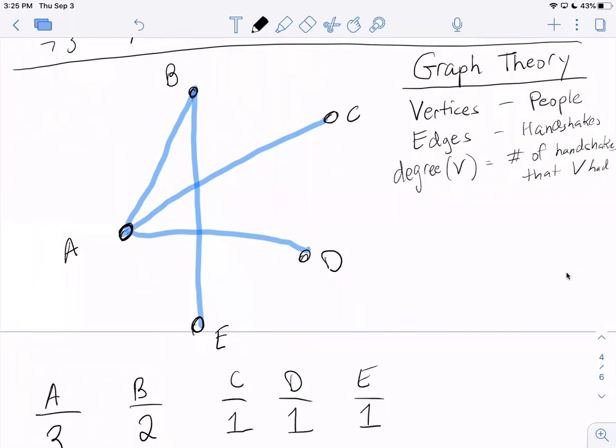Another interesting thing that you might not have thought of is the internet itself. The web pages also form a graph. Does anyone know how they form a graph? Anyone want to take a guess, a stab at that one? So how could web pages and the internet in general have vertices and edges? Okay.